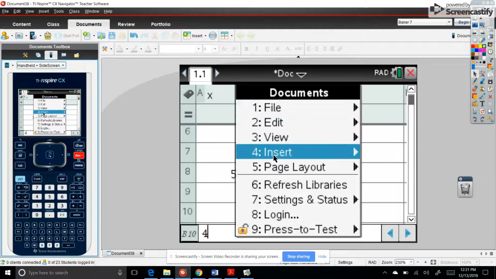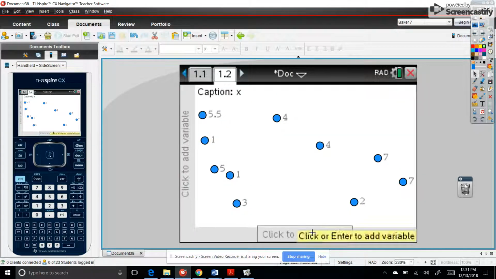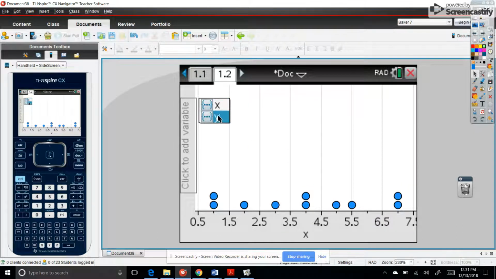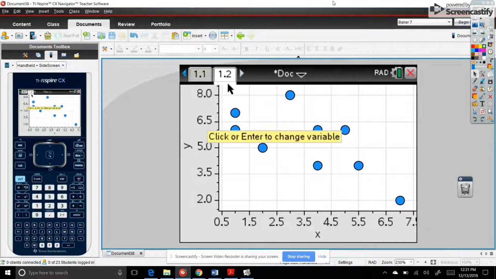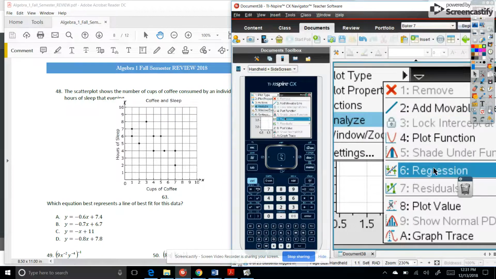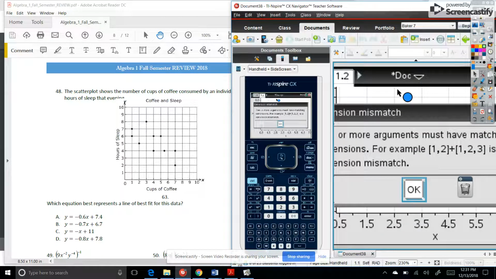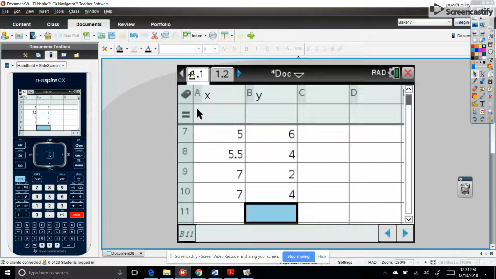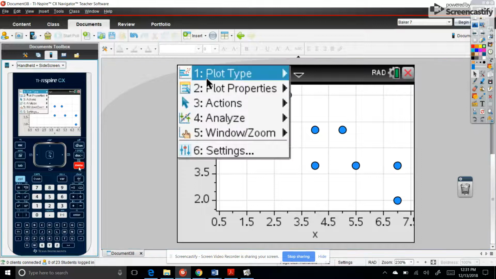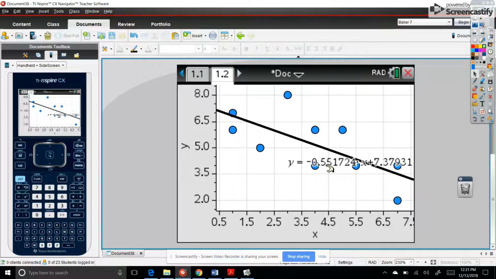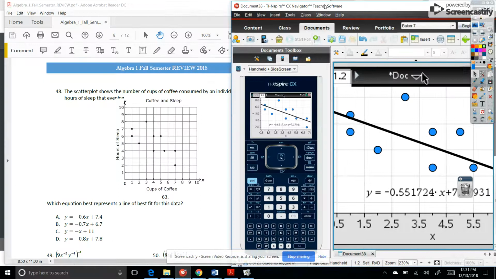So we go to document, insert, and we're going to insert data and statistics. X is going to go across the x-axis horizontally, and Y is going to be vertically along the y-axis. And then we see scatter plot just like we had. Menu, analyze, regression, and then show linear. Oh, I didn't press enter on the last one. Okay, menu, analyze, regression, show linear. Negative 0.55x plus 7.37.